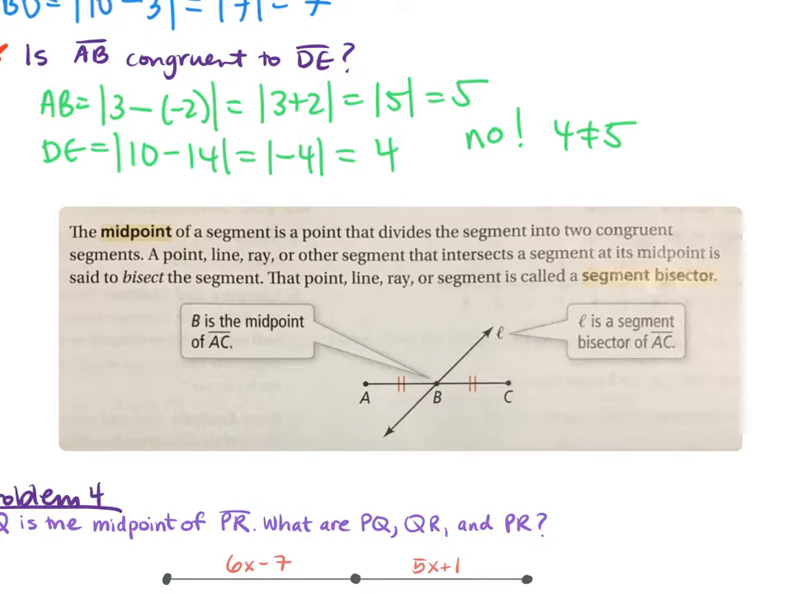B is the midpoint. And then there's another last vocabulary word here, called a segment bisector. If L is a line that's going through the midpoint, cutting the segment AC into two congruent segments, then this line here is called a segment bisector, bi meaning two. So it's bisecting the segment into two equal pieces. And we'll have a lot of practice with that.